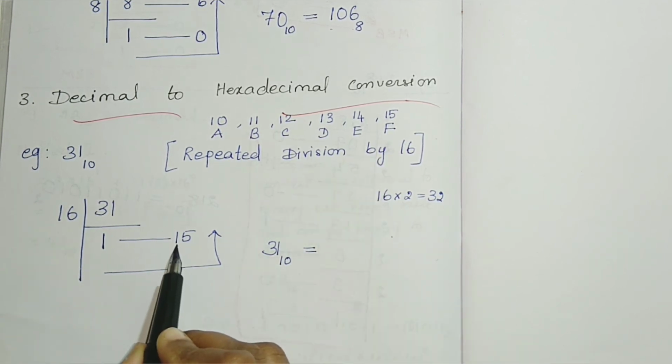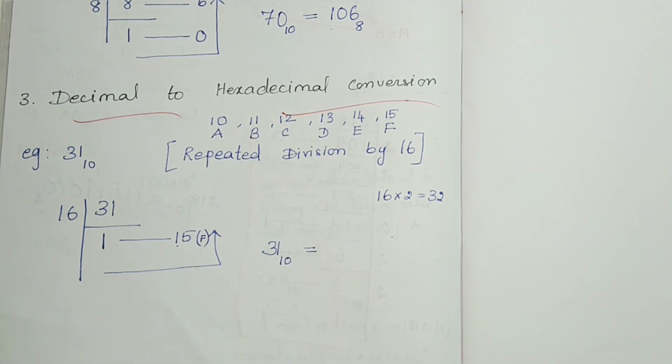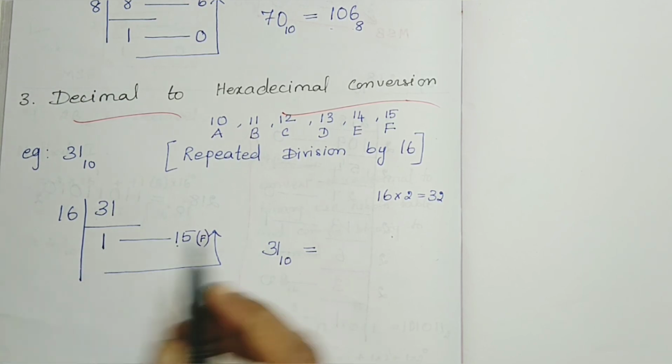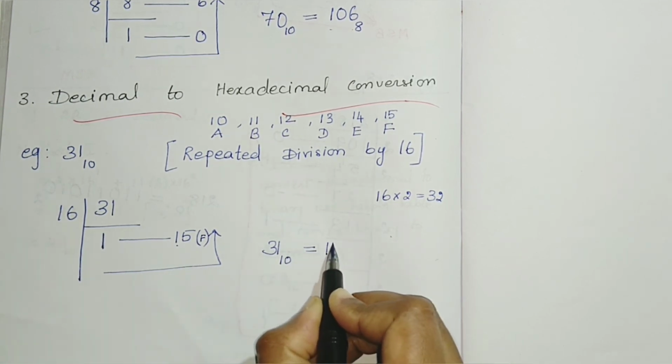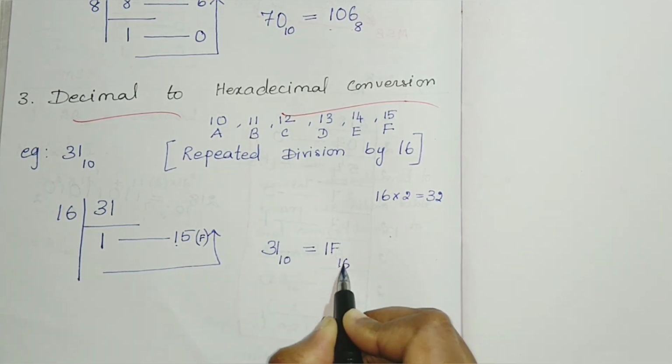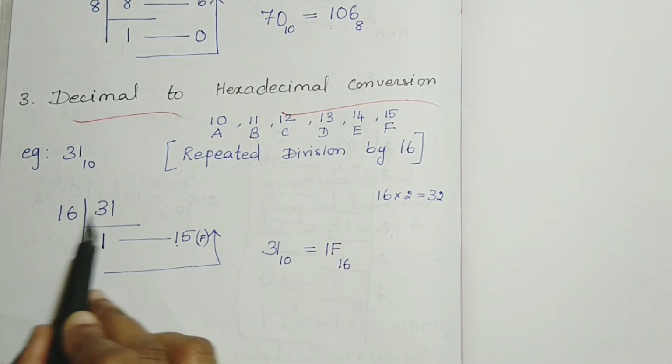So this you have to write. So instead of 15, we represent that as F. So the answer is 1, and instead of 15, we write F. 1F, the base is 16. Since it is hexadecimal, you should write 16.